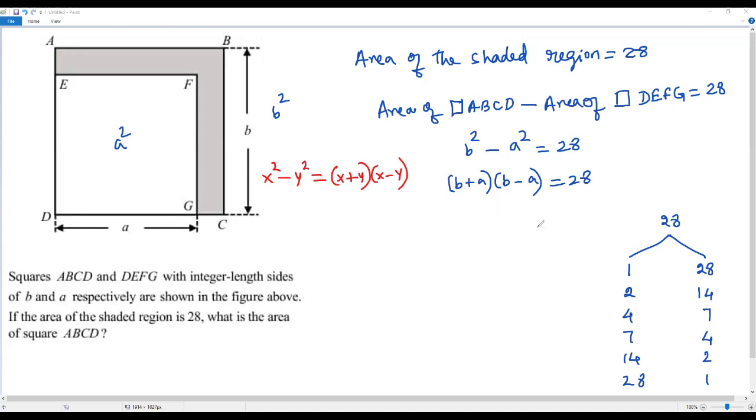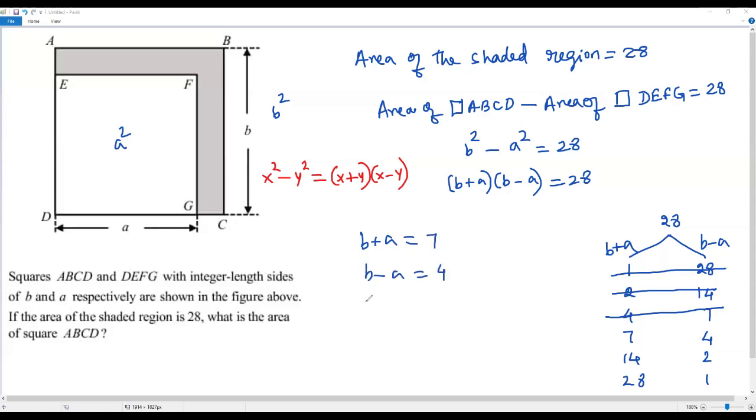Okay, now let's consider the values we have over here as b positive a, and the values we have over here for b negative a. As I said already, b positive a is the addition of two positive integers. It has to be greater than the difference of two positive integers, b negative a. So we have to reject the pairs where the value of b positive a is less than b negative a. We have to reject the first one because 1 is less than 28. We have to reject the second one and the third one for the same reason. We can consider this pair because in this pair the value of b positive a is greater than the value of b negative a, 4. So now we can write b positive a equals 7 and b negative a equals 4.